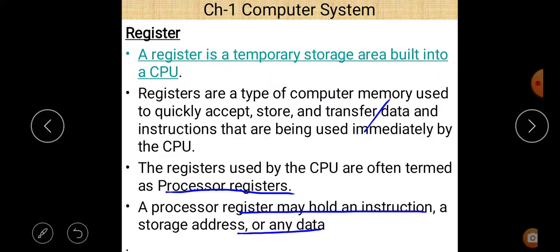So you can say that first of all, a register is the smallest memory. Second, a register is a part of the CPU. Third, a register accepts, stores, and transfers data and instructions that are being used immediately by the CPU. And registers are also called processor registers.